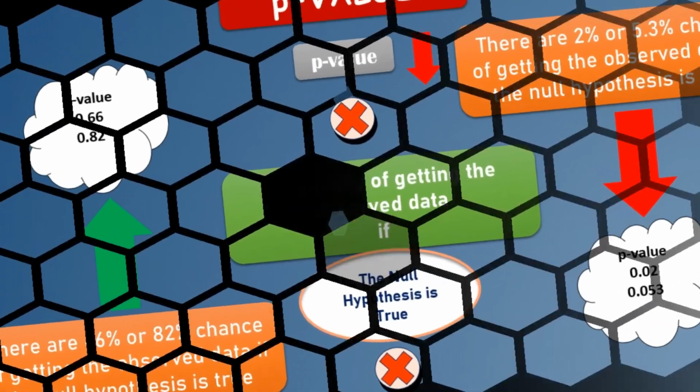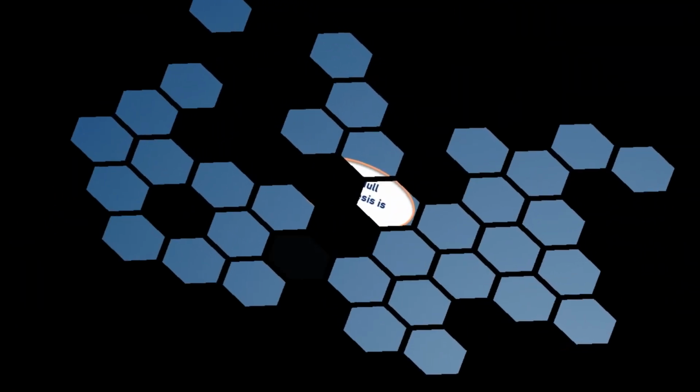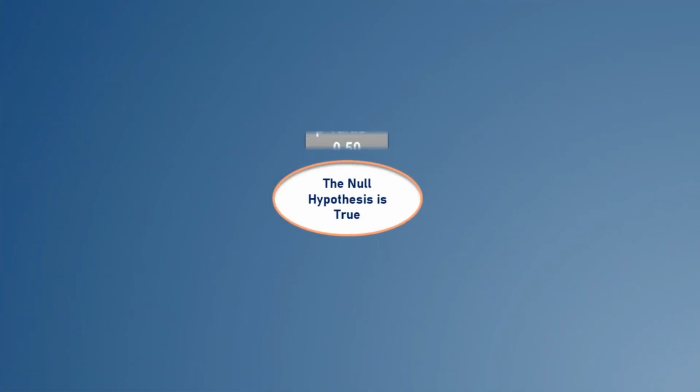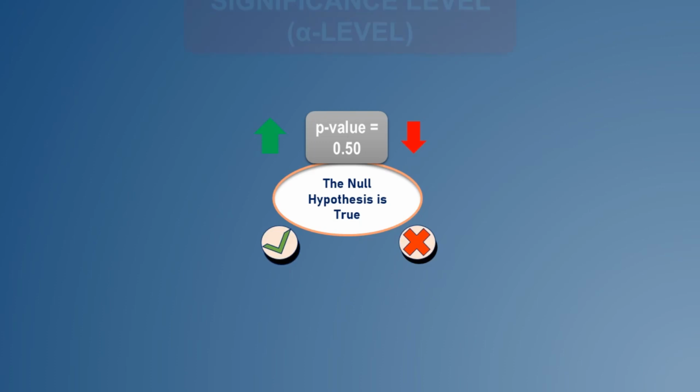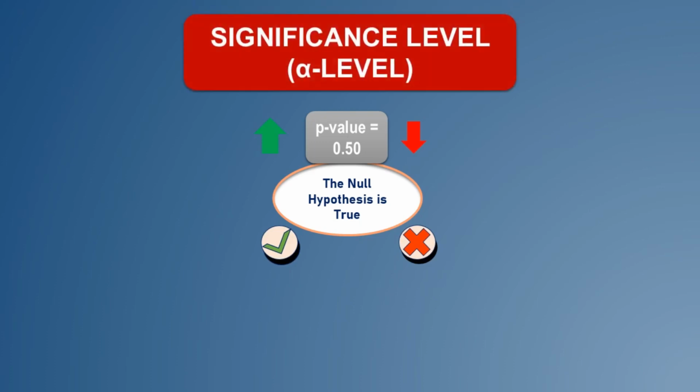But again, there is an issue. What p-value would be considered low or high? If we get a p-value of 0.5, that is 50% chance of getting the observed data, then would it be considered high or low? Would we reject the null hypothesis or accept it? For that, we have something called alpha level, also known as significance level.